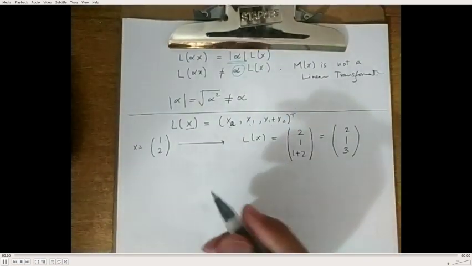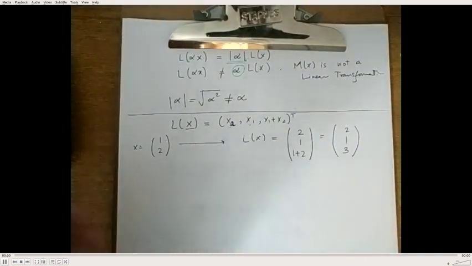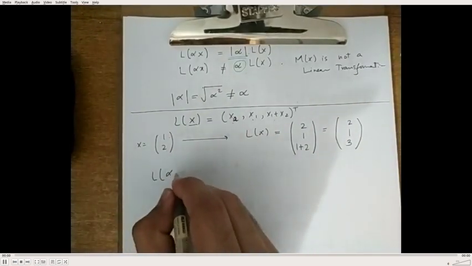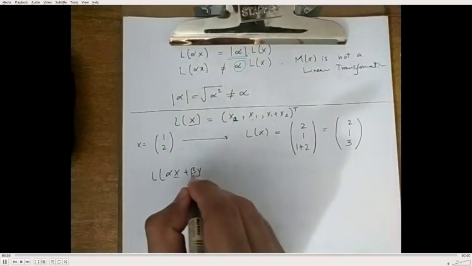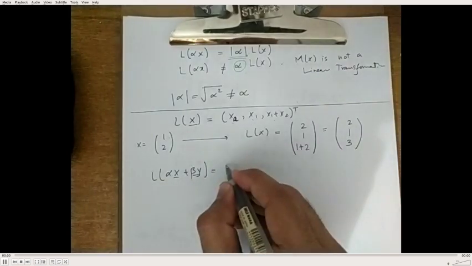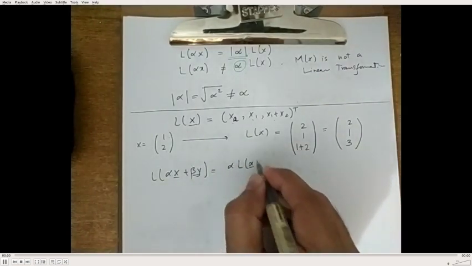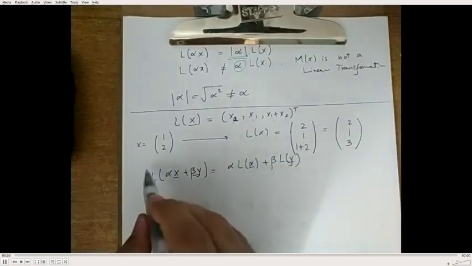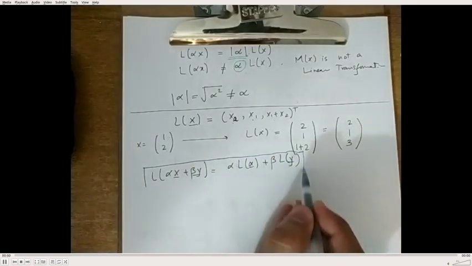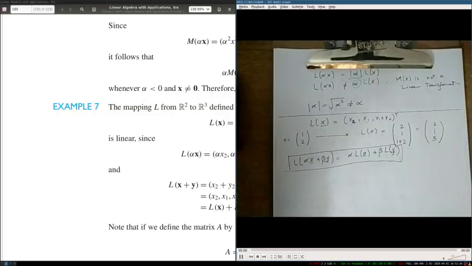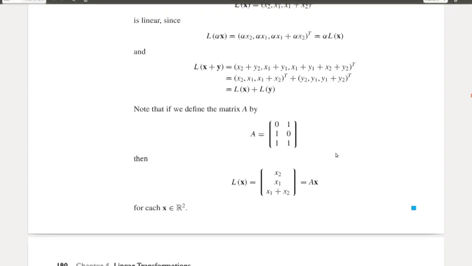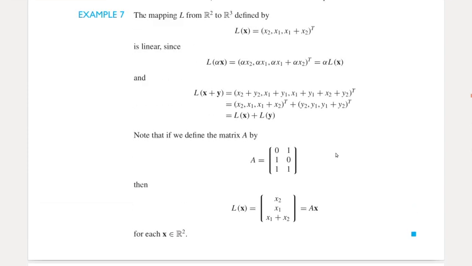Okay, you can try out different examples, but of course we are interested in showing that L of alpha x plus beta y is equal to alpha L of x plus beta L of y. And the proof is of course in the book as well. I don't want to go through it. You're familiar with the process. I recommend that you try it out on your own.